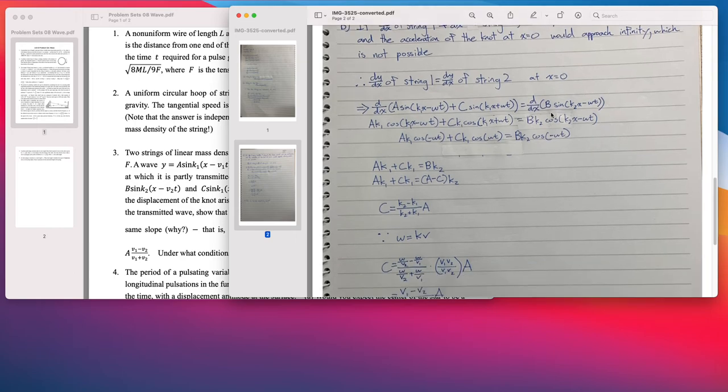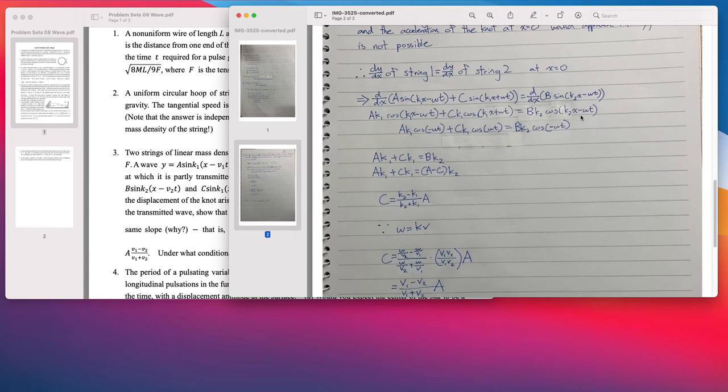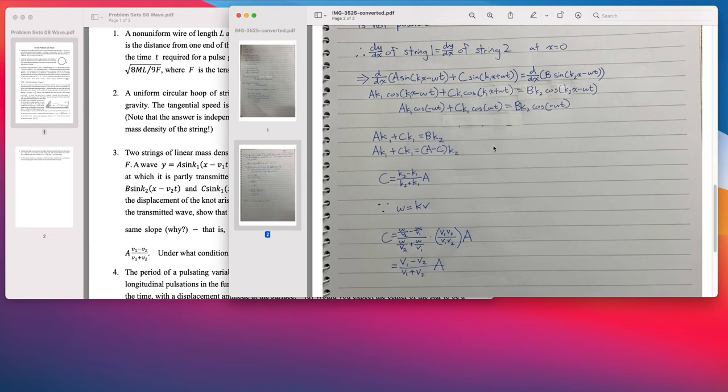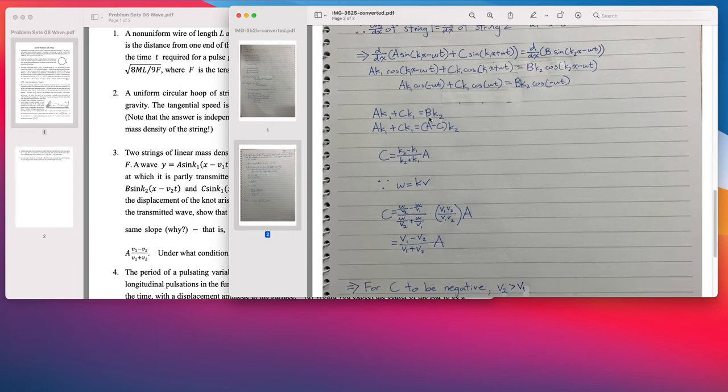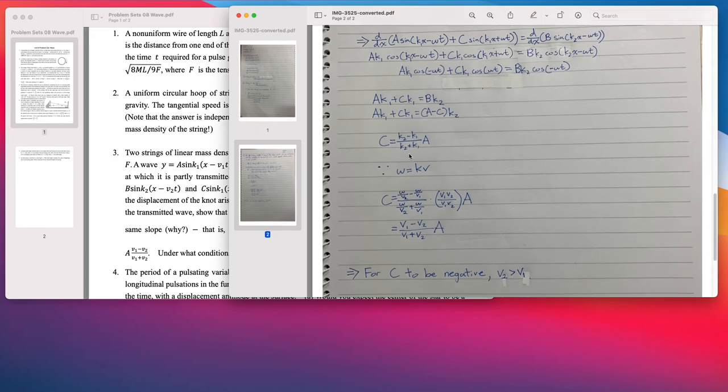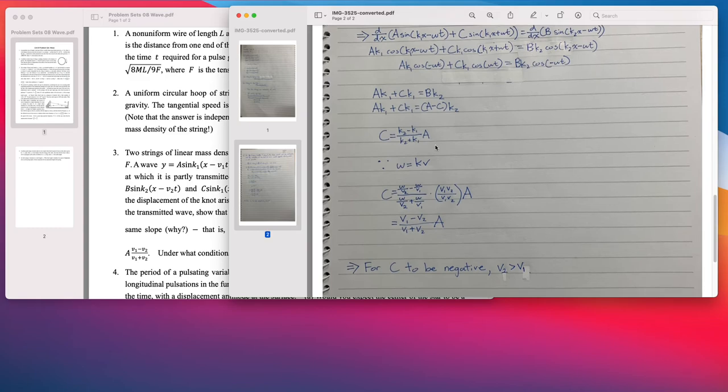So by taking the derivative and simplifying the expression, we can cancel out cosine negative omega t and cosine omega t, since it is essentially the same thing. And we get A k1 plus C k1, which is equal to B k2. And using the equation from part A, where A is equal to B plus C, we can substitute B with A minus C. And simplifying the expression, we get C is equal to this.